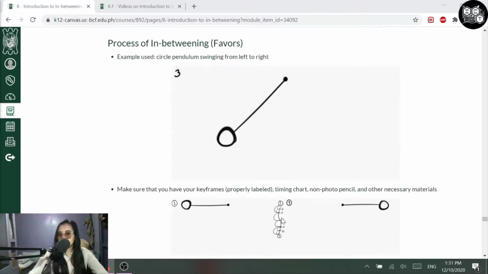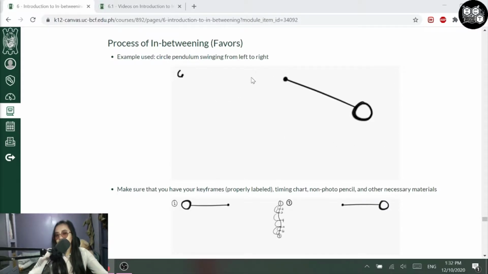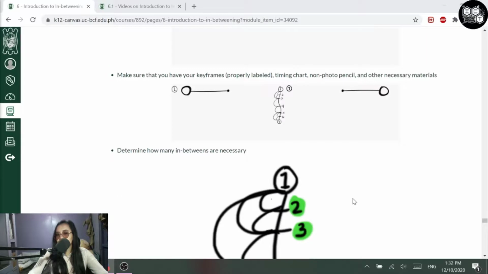Next one is the favors. The one that I've used as an example is a circle pendulum. If this were a bit slower, you can see the motion of it. But if you stare at it a bit longer, you can see that the motion at the start and at the end tends to be much slower, whereas in the middle it tends to be a bit faster. So make sure that you have your keyframes and of course your timing chart.